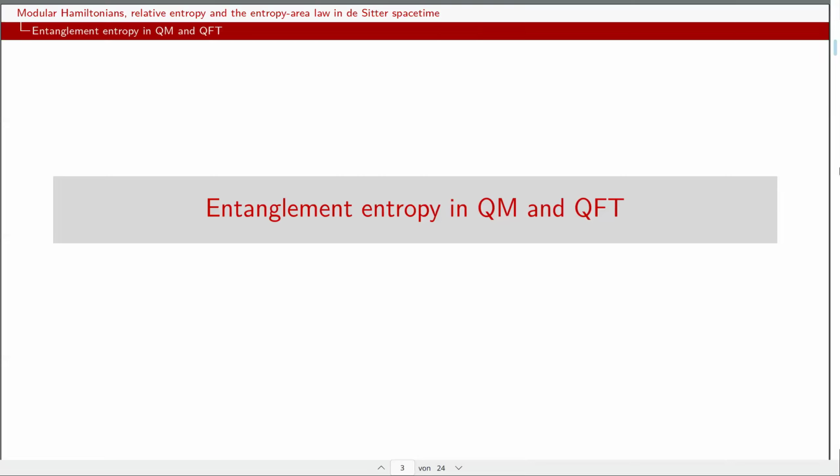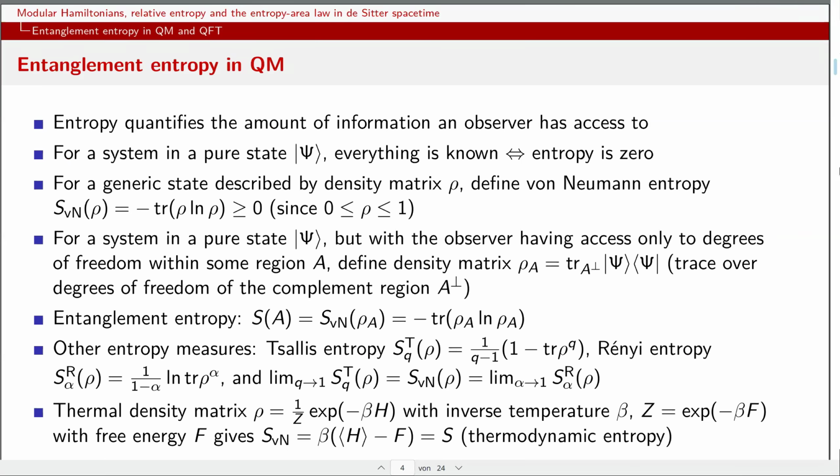Okay, so let's start with the first thing, entanglement entropy, quantum mechanics, and quantum field theory. On very general grounds, entropy quantifies the amount of information that an observer has access to. So in particular, if the system is in a pure state, then everything is known, so the entropy is zero. And if one has a generic state in quantum mechanics, which is described by a density matrix, then one can define the von Neumann entropy, which is given by this formula here. It's minus the trace of rho log rho. And since rho is a density matrix, so in particular, the eigenvalues are between 0 and 1, this is always a positive quantity.